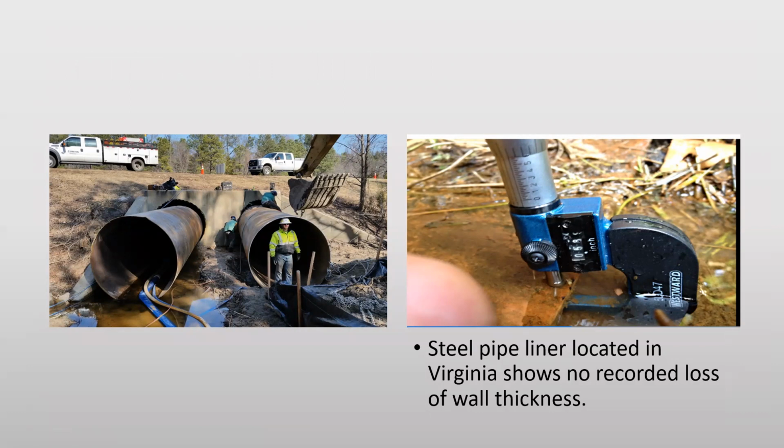Here, I wanted to review this real quick. These pictures show a steel pipe liner that was used to slip line 2 round culverts right outside Richmond, Virginia on I-295. And if we take a closer look at the micrometer reading here to the right, after 25 plus years of being in the ground and being exposed to water and other conditions, the pipe shows no recorded loss of wall thickness, and this micrometer reading is still showing 0.589 inches.